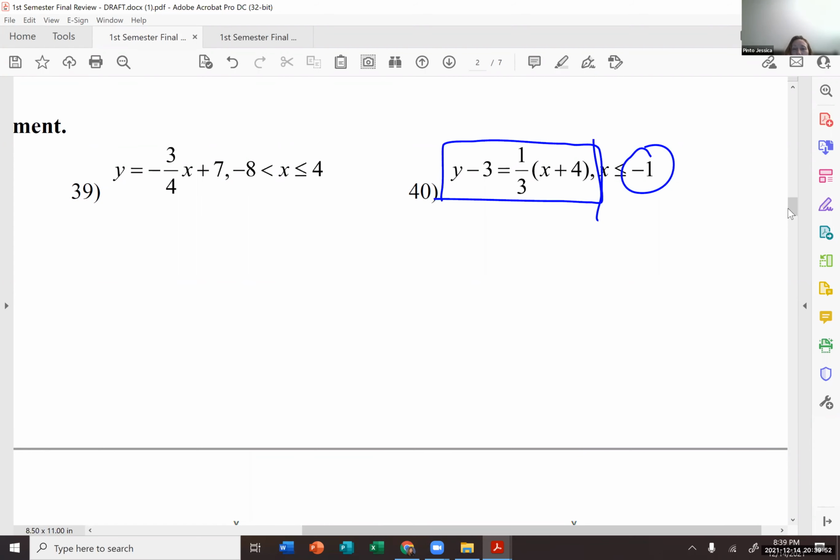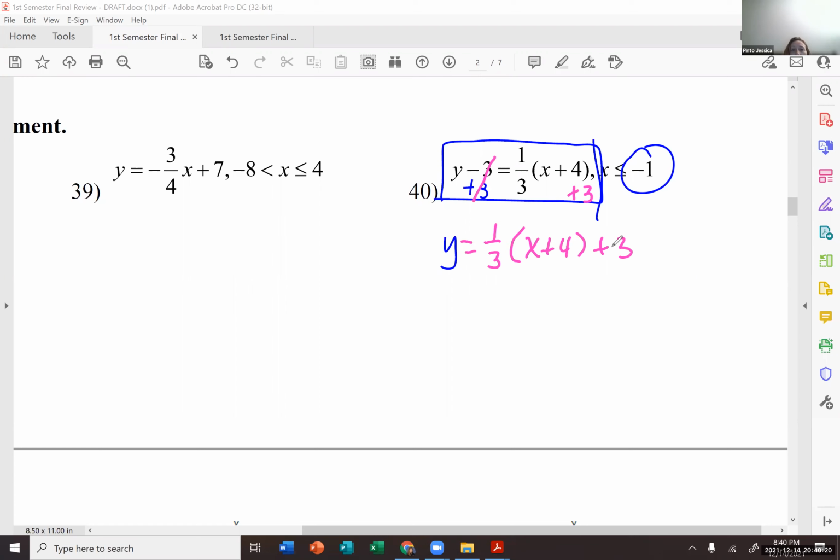So I wanted to say y equals. So I'm going to add 3. Oh no, I hate that. I'm going to add 3 to both sides. So it's going to be y equals, this is gone, 1/3 parentheses x plus 4. I can't add the 3 inside parentheses. That's not allowed. It's plus 3.